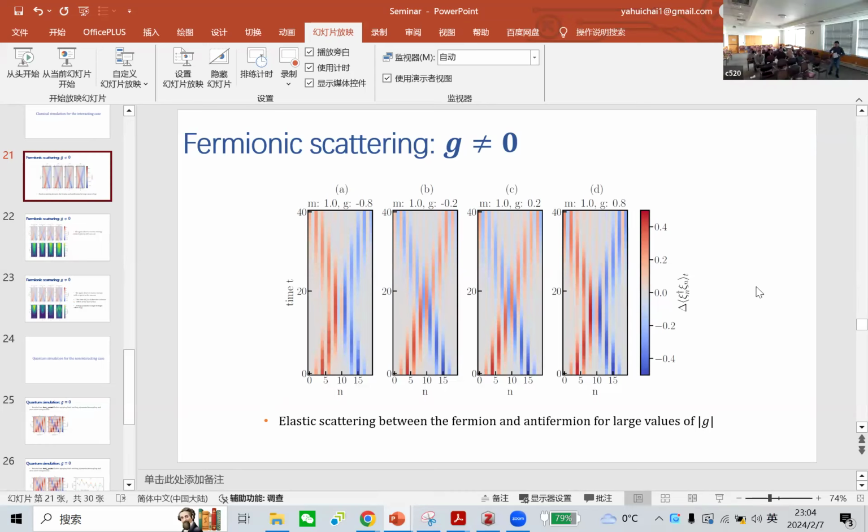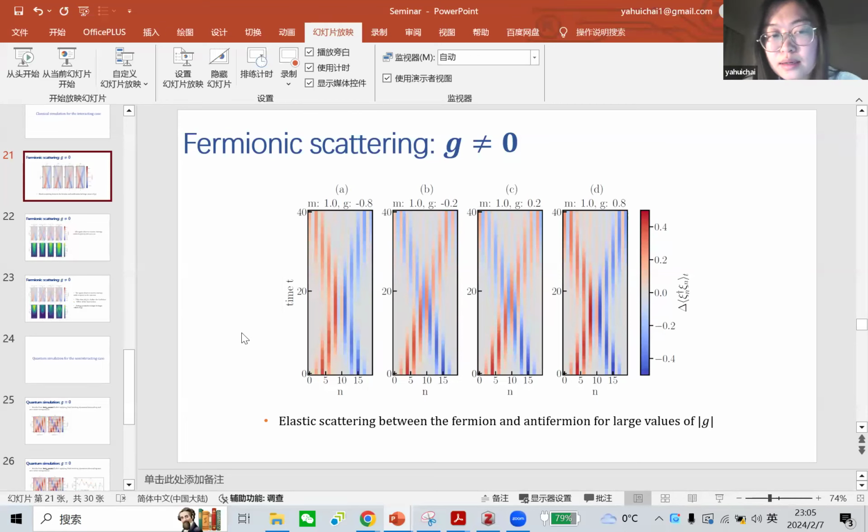Okay, thank you. I have a question on this slide, actually. How come when G is large, either positive or negative, the particles bounce off of each other? Why don't they ever pass through each other? I would think if there's an attractive interaction, maybe they would go through each other. It looks like they always bounce off of each other.